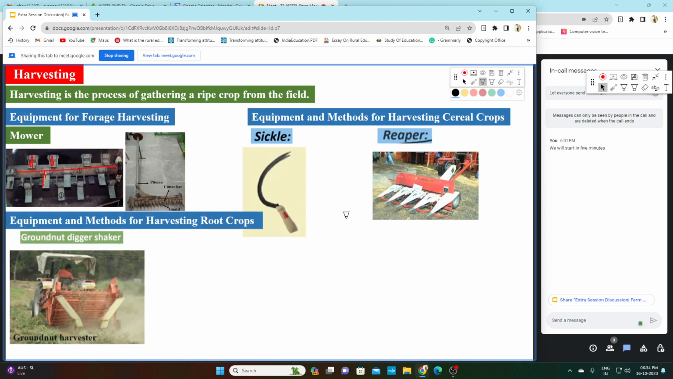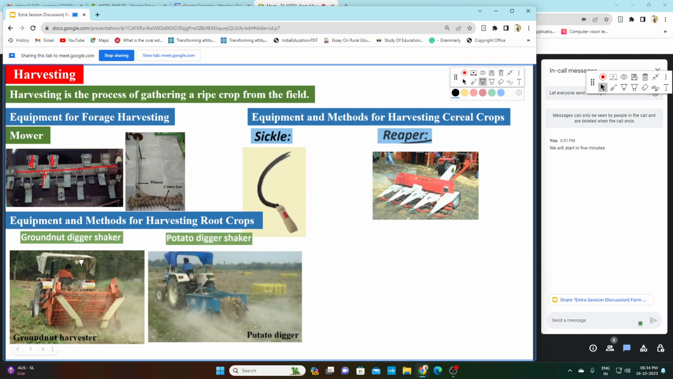Then what are the equipment for harvesting root crops? There are generally two major root crops that are very popular in India. One is potato, everyone eats it, in different vegetables we consume potato. The harvesting equipment for potato is known as potato digger shaker. And second is groundnut, which is also a major oil crop that is eaten in raw form or in various dishes. This groundnut can be harvested by an equipment known as groundnut digger shaker.